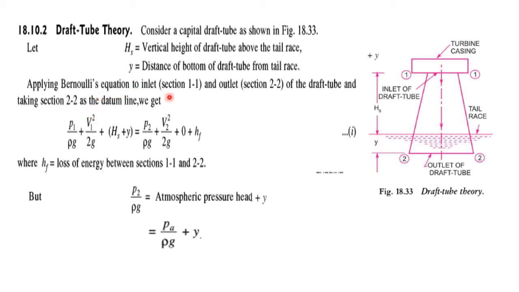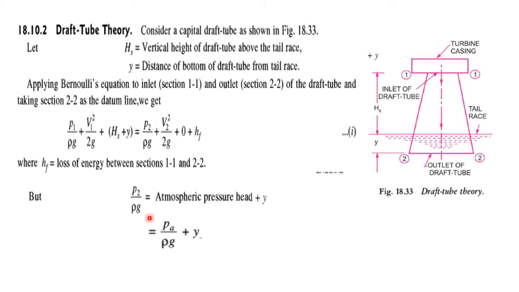So applying Bernoulli's equation at section 1-1 and at section 2-2 of the draft tube, and taking section 2-2 as the datum line: P1 upon rho g plus V1 square upon 2g plus HS plus Y equals P2 upon rho g plus V2 square upon 2g plus 0 plus HF. HF is the loss of energy between section 1-1 and 2-2.